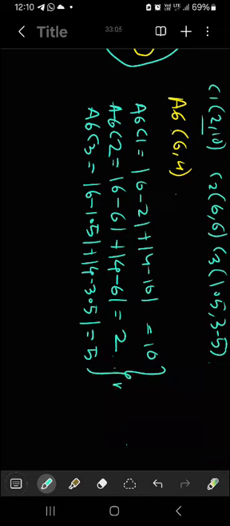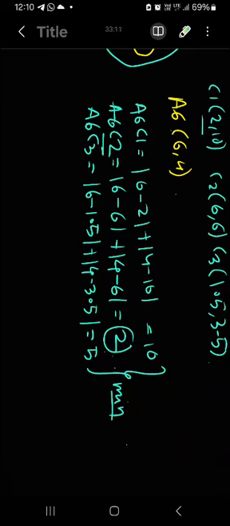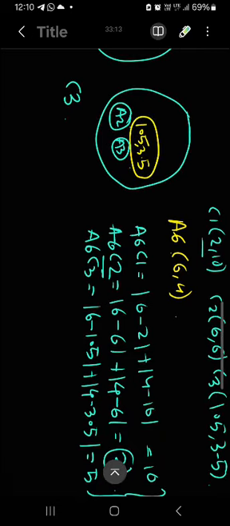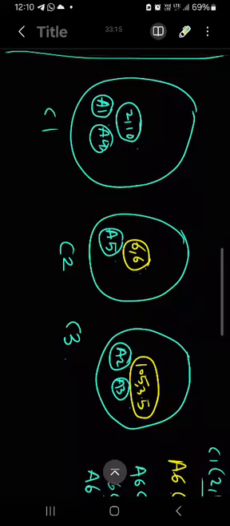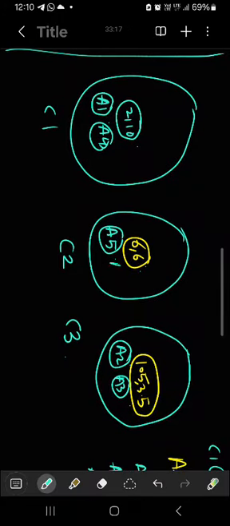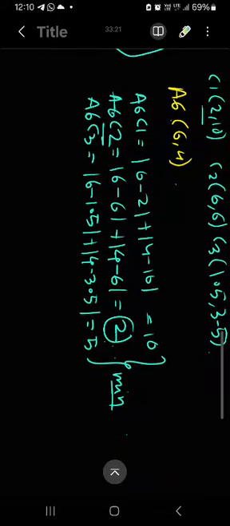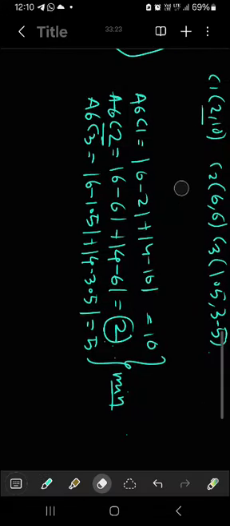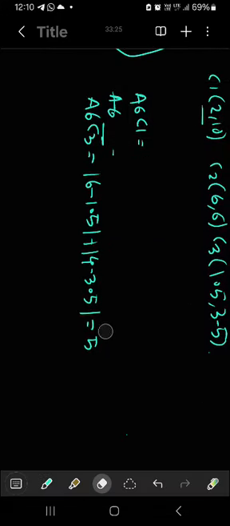So I have to take the minimum. What is the minimum? It is 2. It is associated with which center? C2. That means A6 belongs to cluster 2. Next we have to check it for A7 as well as A8, obviously. It is a very long process, but it is not difficult.